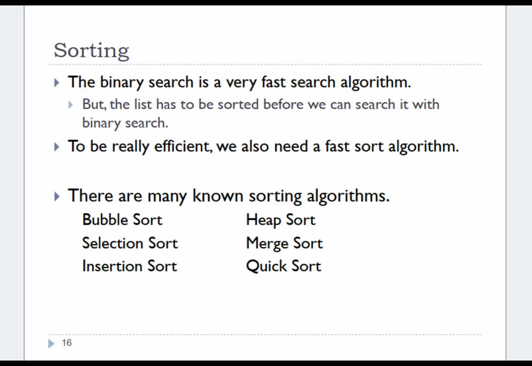Sorting. Binary search is a very fast search algorithm, but the list has to be sorted before we can search it. For binary search to be really efficient, we also need a fast sort algorithm. There are many known sorting algorithms: bubble sort, heap sort, selection sort, merge sort, insertion sort, quick sort.